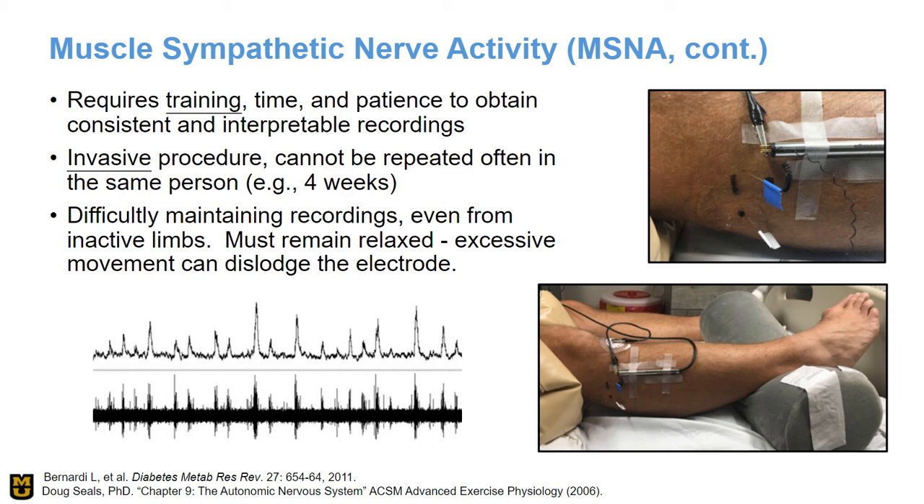It's also quite difficult to maintain recordings. So if you want to measure sympathetic activity, not just at rest, like we're talking about now, but also in response to a stressor, it is actually very difficult to maintain this recording. Participants need to remain relaxed, and any sort of movement could dislodge the electrode.